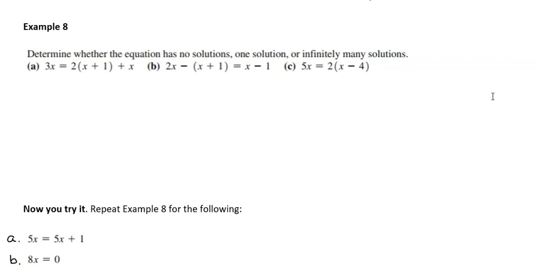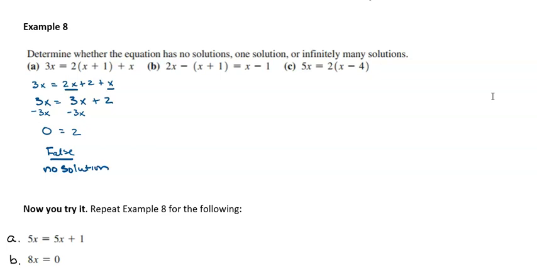All right, so the first thing we need to do is distribute the 2 across the parentheses. So we get 3x equals 2x plus 2 plus x. So we get 3x equals 3x, so I'm combining these two x's right here, plus 2. Well, is that ever true? I'm going to subtract the 3 x's from both sides just to show you. I get 0 equals 2. This is never true. This is false. So there's no solution to this. There's no number we could put in to make that true.